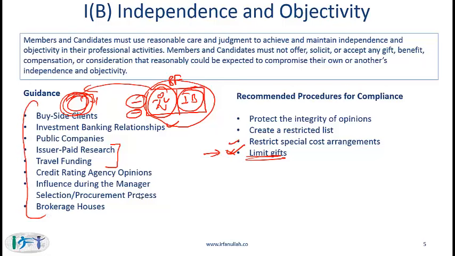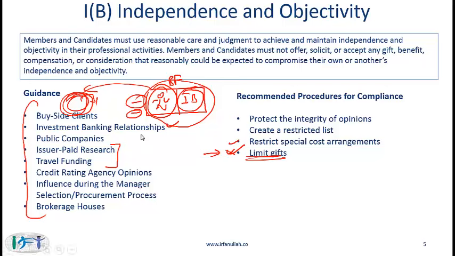In all the examples I talked about here, there is an external influence trying to impact your independence and objectivity. For example, you are writing the research report and a buy-side client, somebody at a large mutual fund, is trying to influence you. Or if a public company is trying to influence you, then getting gifts from that entity would clearly be problematic. However, token gifts, small gifts, such as a company sending a calendar, that is okay.